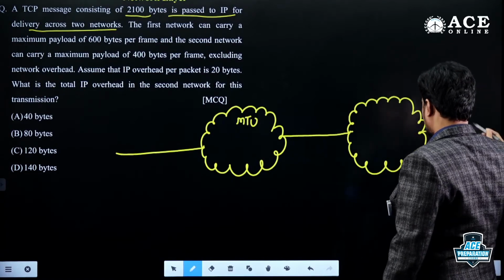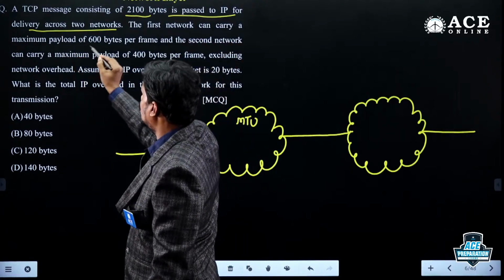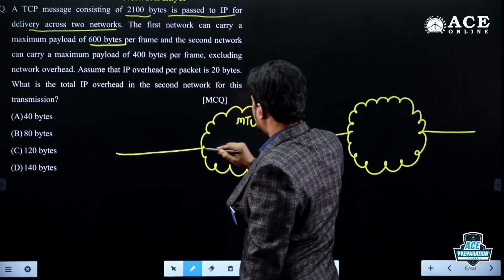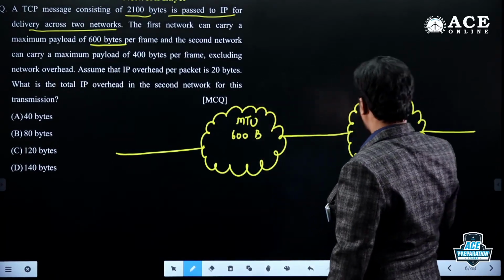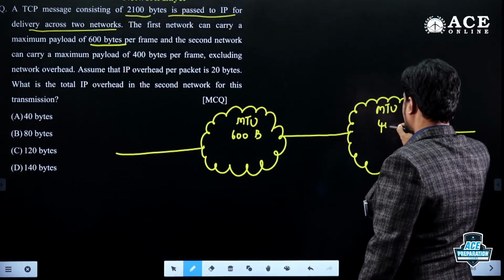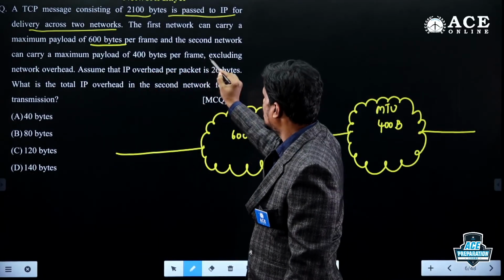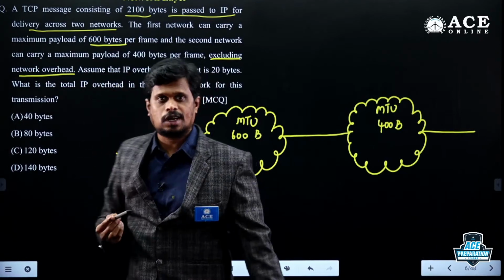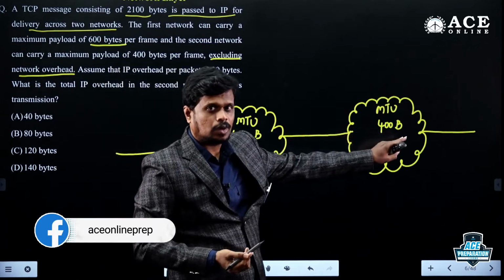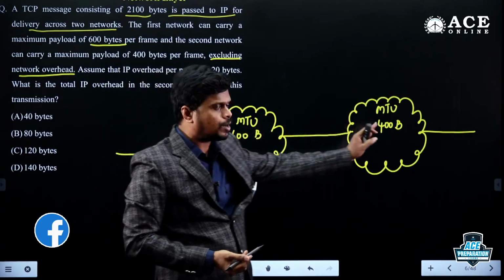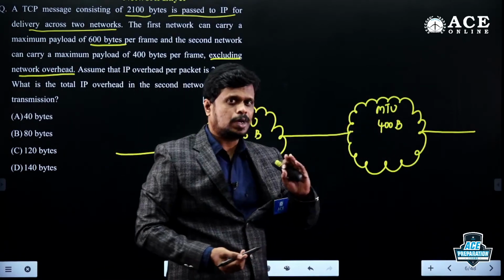So what is the first network MTU given? The first network can carry a maximum payload of 600 bytes per frame, so this is 600 bytes. And the second one is 400 bytes. It is clearly mentioned that it is excluding the network overhead. It means we are not considering the 20 bytes as part of this 600 and 400, so it is 600 plus 20, 400 plus 20. That is the meaning. So this is the data portion, 600 bytes and 400 bytes of payload.